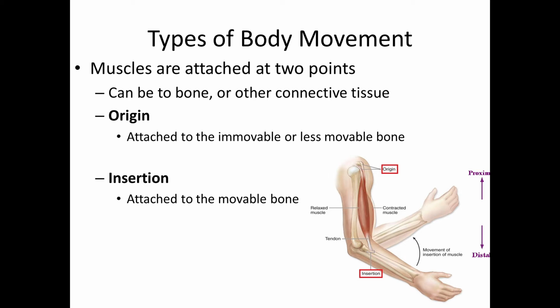So if we're taking a look here at your biceps brachii, the origin, our least movable bone up here, is going to be attached at the top of our humerus and our clavicle here. And the insertion, the more movable bone, we see it's going to be attached to your radius.